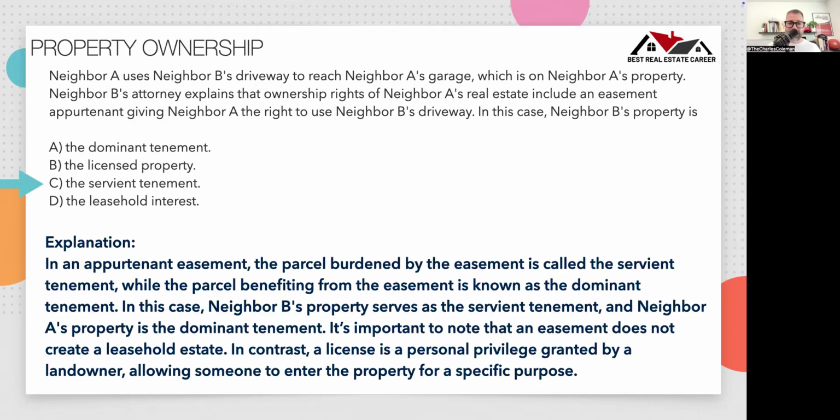the servient tenement. In an easement appurtenant, the parcel burdened by the easement is called the servient tenement, while the parcel benefiting from the easement is known as the dominant tenement. In this case, neighbor B's property serves as the servient tenement, and neighbor A's property is the dominant tenement. It's important to note that the easement does not create a leasehold estate. In contrast, a license is a personal privilege granted by a landowner, allowing someone to enter the property for a specific purpose.